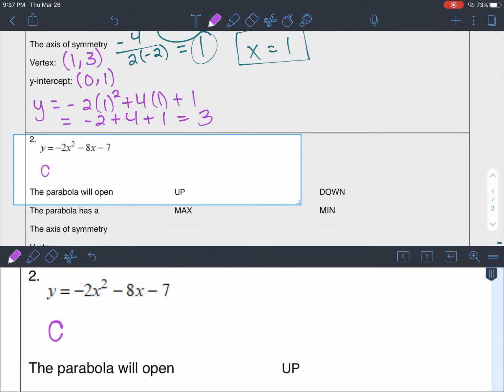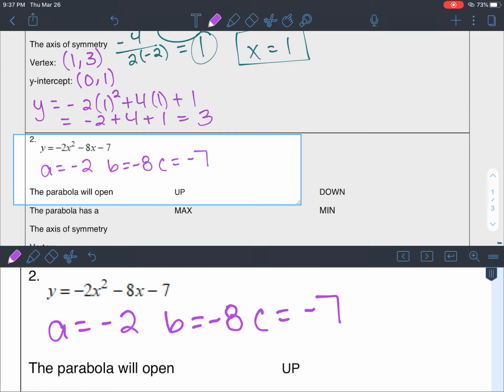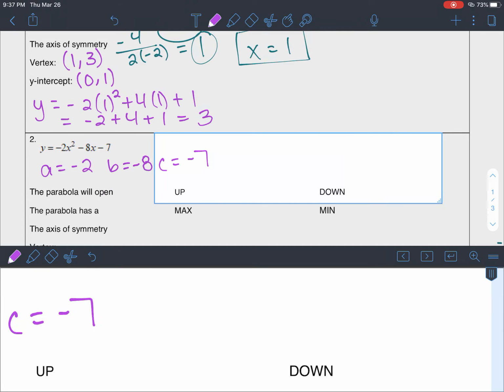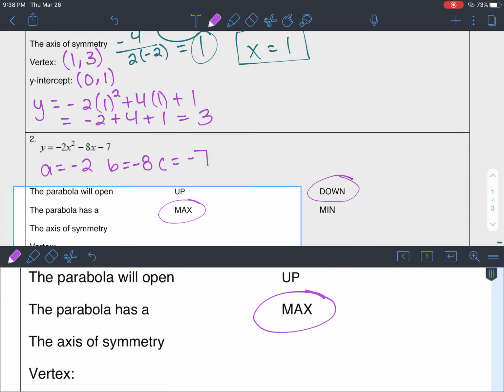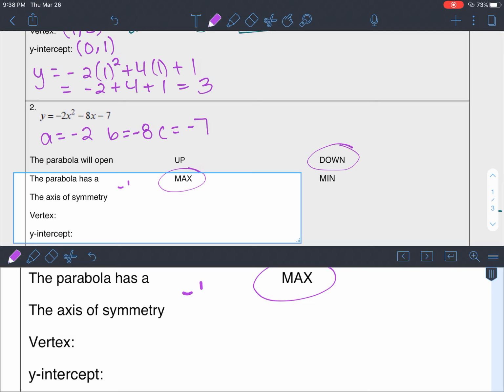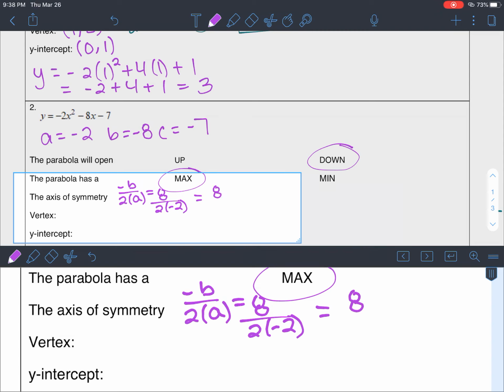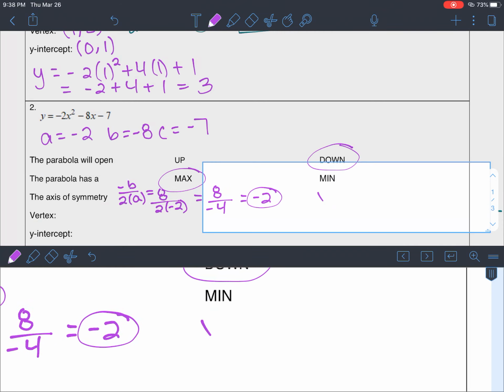So moving on to number 2, again, I'm going to identify my A, B, and C values. My A is -2, B is -8, and C is -7. Since my A value is negative, that means my parabola is going to open down. Since it opens down, I will have a maximum value. My axis of symmetry is -b over 2 times my a value. So -b is +8 over 2 times -2. So we have 8 divided by -4, which is -2. So my axis of symmetry is on x equals -2.